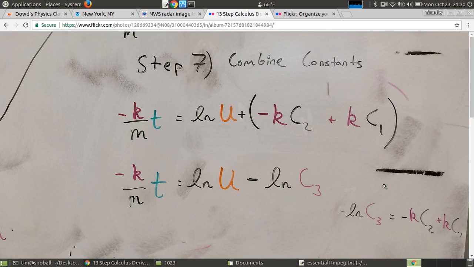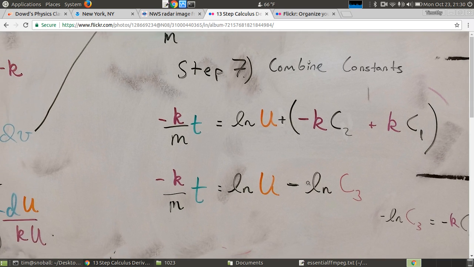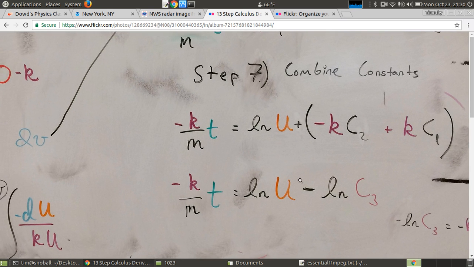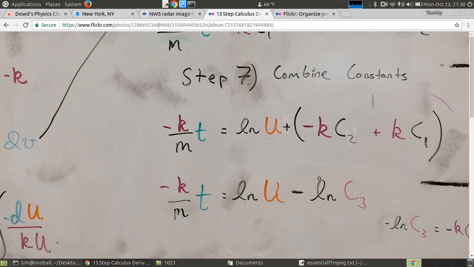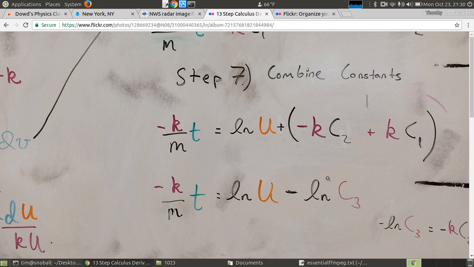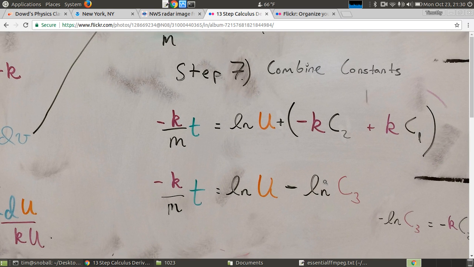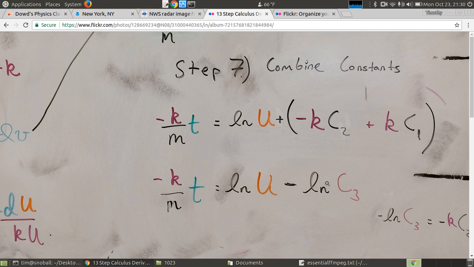Now the reason we wanted to do this is we want to get rid of this ln. We want to get the u by itself so we can start attacking it. And there's a trick with natural logs that lets us combine them. And I want you thinking about that as we go to the next shot.